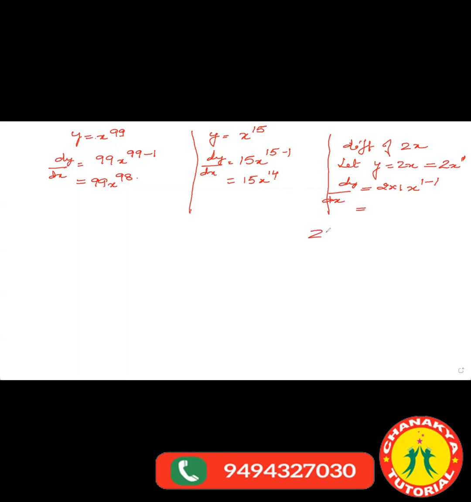See, 2x is written, right? And here the power of x is 1 only. So according to the power rule, y is equal to x to the power n, n will come forward, n x to the power n minus 1 will be the differentiation. Right? So here the power of x is 1, so it will be multiplied with 2. Then x to the power 1 minus 1 you will write. Now got my point?